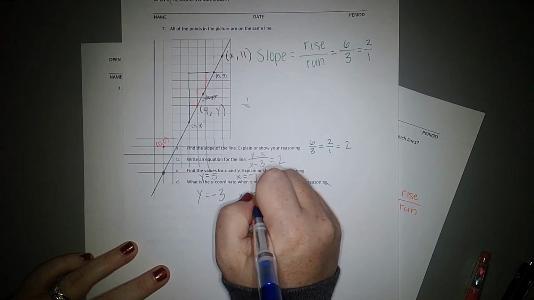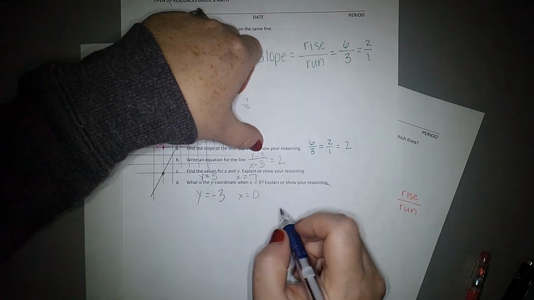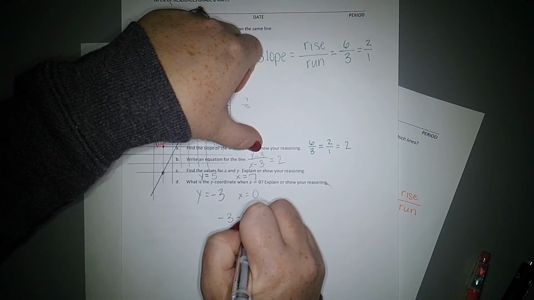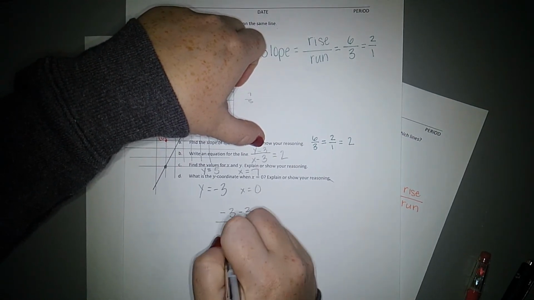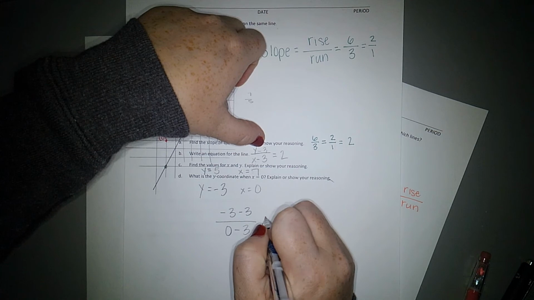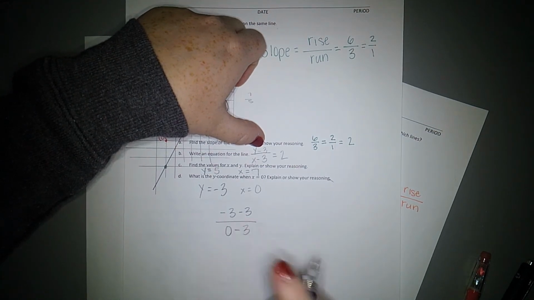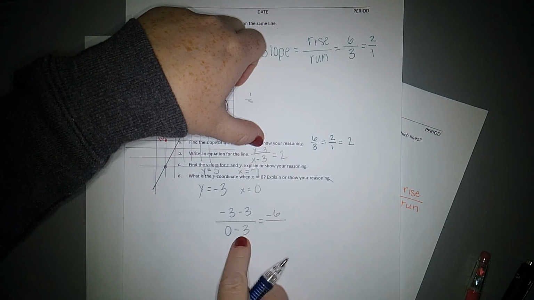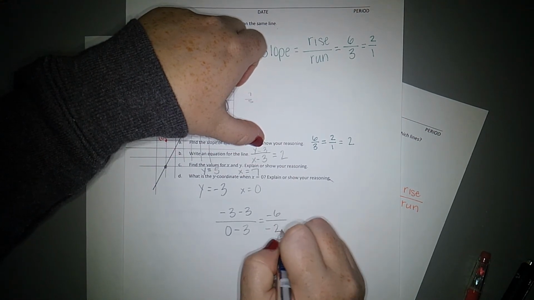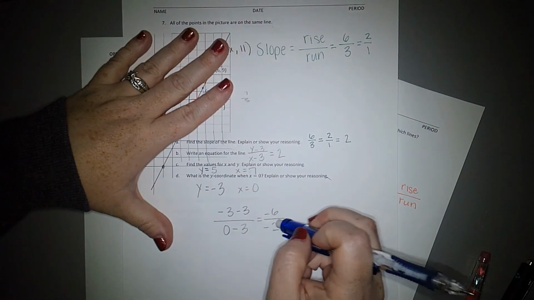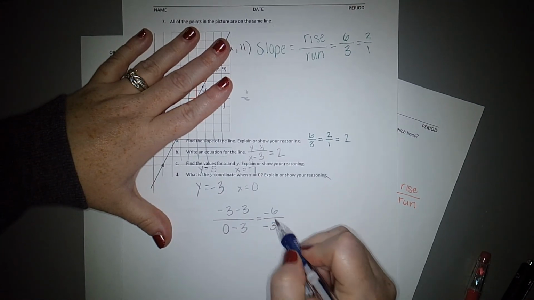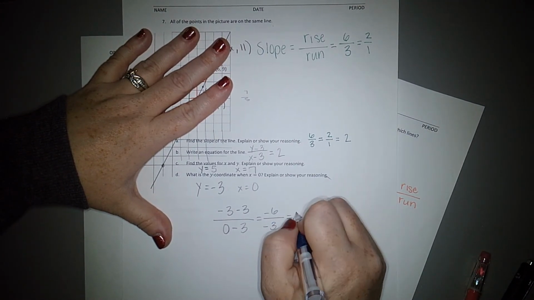X equals 0. So we have negative 3 minus 3. And then we have 0 minus 3. So if I were to do negative 3 minus 3, gives me negative 6. 0 minus 3 gives me negative 3. And negative 6 divided by negative 3 gives us 2.